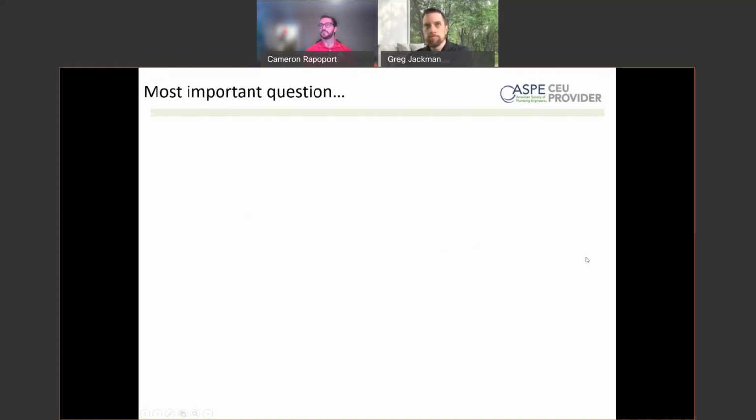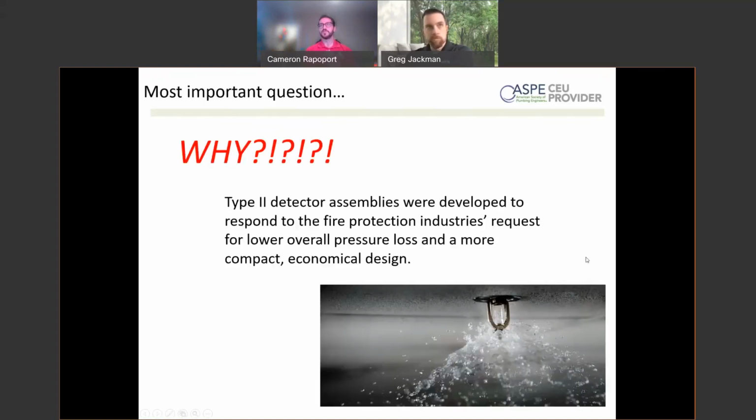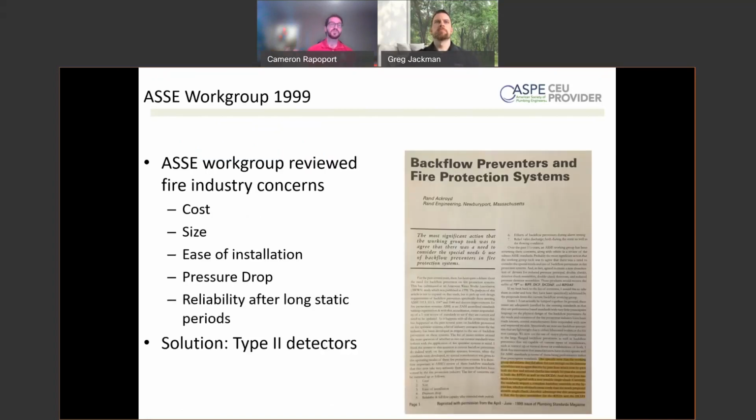So there's the why. We're responding directly to the fire protection industry's request. There was an ASSE work group 21 years ago, and they wanted to address the cost, size, ease of installation, pressure drop, and reliability after long static periods of these backflow protectors. There's actually a fun article from Rand Ackroyd in my hometown of Newburyport, Massachusetts. What the Type 2s really address is the cost and the pressure drop.